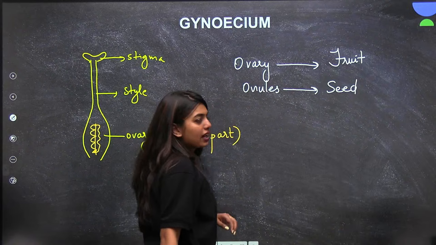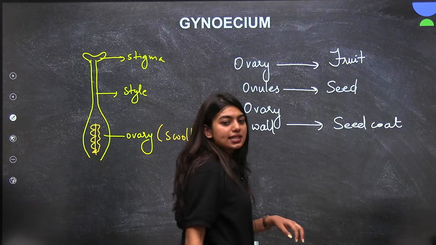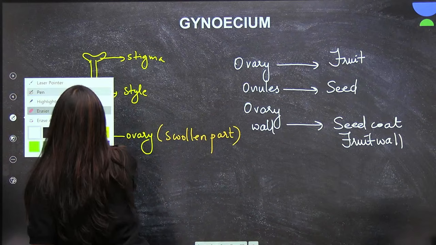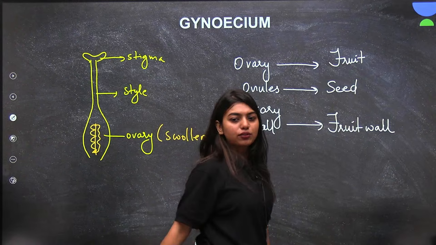Your ovary wall will undergo fertilization and form your seed coat, or your fruit wall. Fruit wall, or your pericarp, correct? Now, other than that, what do we have?